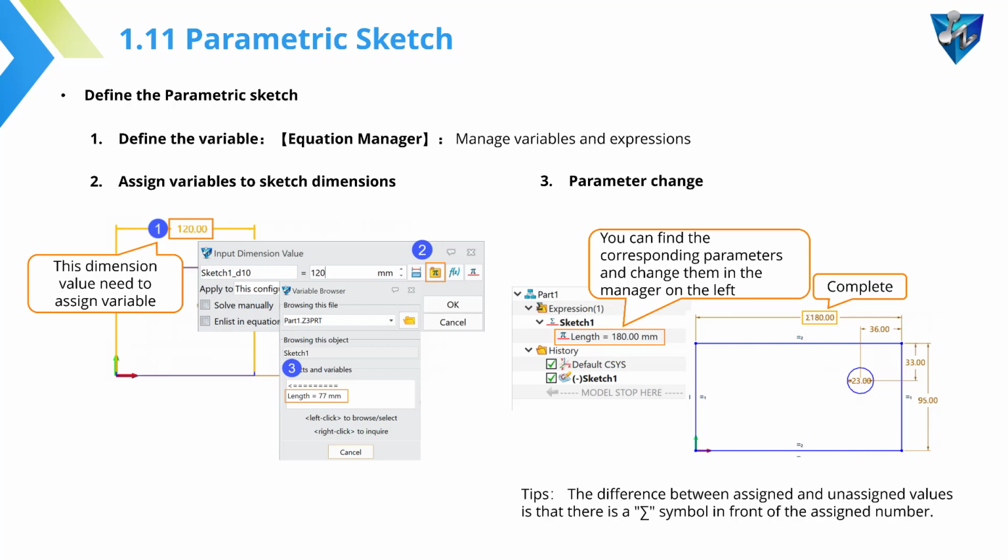Let's look at these pictures. We can change the value to the variables by clicking this icon and selecting the variables which we predefined in the equation manager. When we use the variables in the sketch, you can change them under the expression manager. You can find the corresponding parameters and change them in the manager on the left hand. As for the difference between assigned and unassigned values, you can find there is a symbol in front of the assigned number. For example, this value is using a variable, but this one is a fixed value.